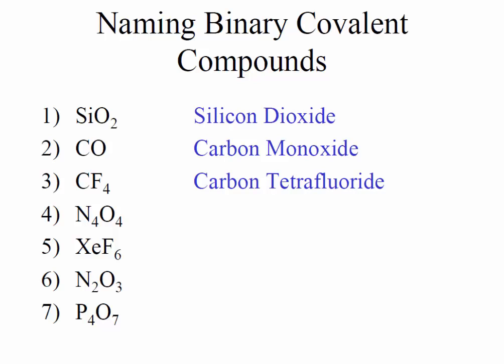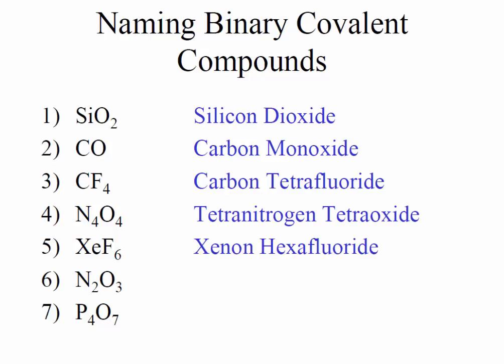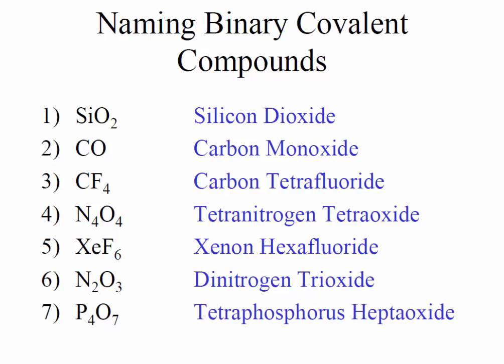Carbon tetrafluoride. So I have one carbon, so I'm just going to write down carbon, and then I have 4 fluorines. So I change the fluorine to fluoride, and I put a tetra in front of it to show that there are 4 of them. We've got tetranitrogen tetraoxide, xenon hexafluoride. Notice I'm only changing the name of the second element to "ide." You do not change the ending of the first element. So dinitrogen trioxide, tetraphosphorus heptaoxide.